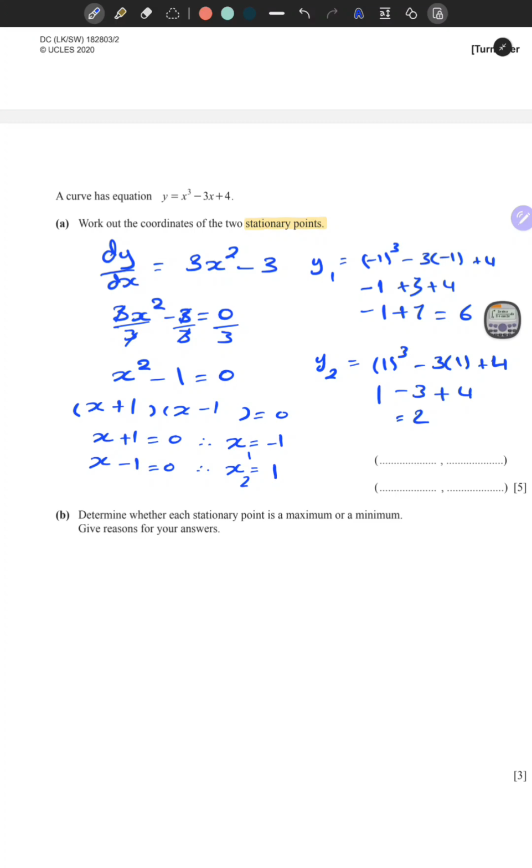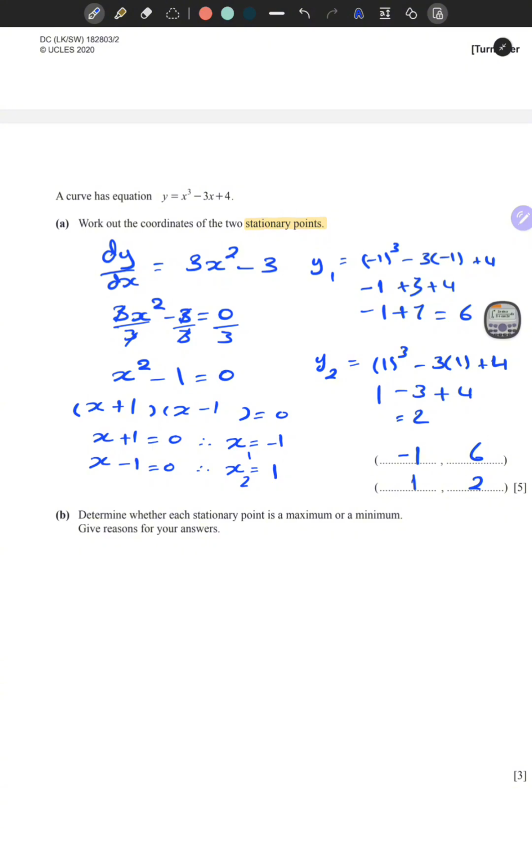So x1 is equal to -1 and y1 is equal to 6. This is for the first point, and for the second point, x2 equals 1 and y2 equals 2.